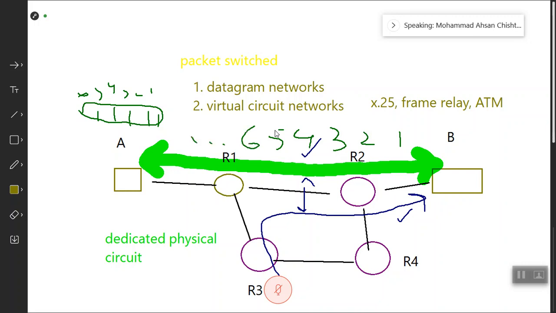All of them passed through the same link. All of them passed one by one, meaning first one it received, then second, then third. This means packets are delivered in order. All of them take the same route. You understand what's in order? 1, 2, 3, 4, 5, 6, 7, 8. One by one they get it. Same route means the same virtual circuit, the same dedicated physical circuit that was connected here. It uses that.